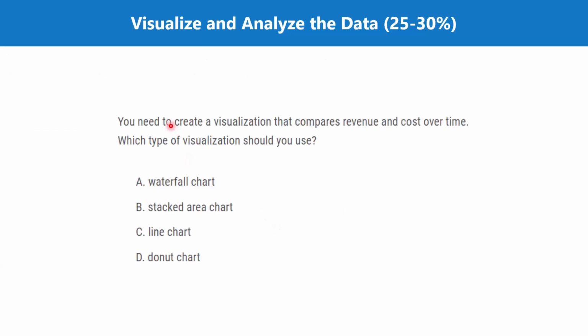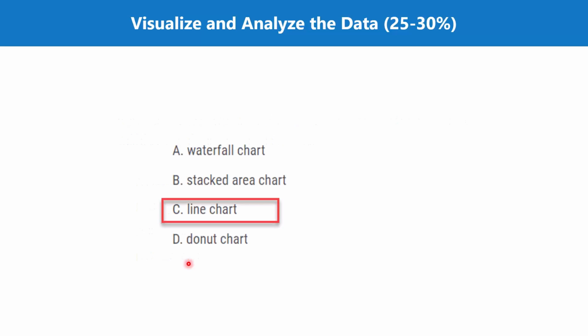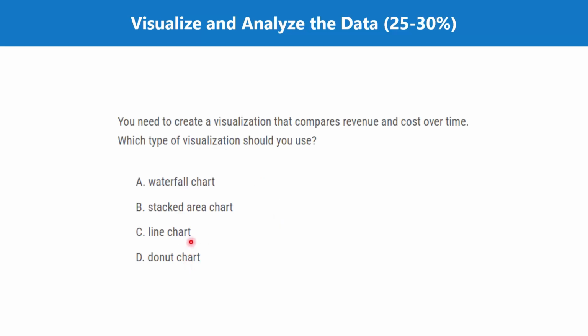Question 8. You need to create a visualization that compares revenue and cost over time. Which type of visualization should you use? And the four options are waterfall chart, stacked area chart, line chart, and donut chart. So let's look at the answer, and the answer is line chart. And this is very simple because wherever we have time, we always want to plot some kind of a trend. So if you have time as the axis, then the line chart is obviously the most appropriate option. So the answer to this question is the line chart.